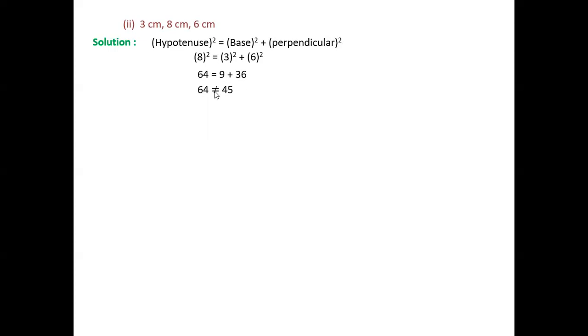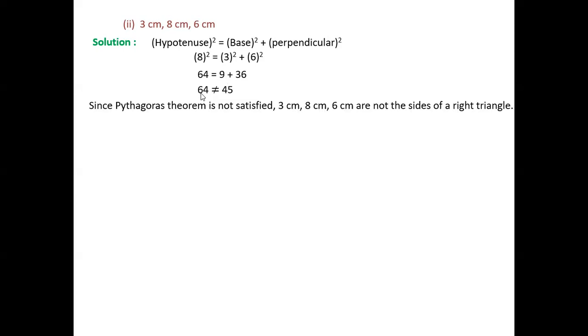3, 8, 6. 8 is the longest, so hypotenuse square is equal to base square plus perpendicular square. So longest side is 8, so this should be the hypotenuse. So take it, 8 square is equal to 3 square plus 6 square. 64 is equal to 3 square is 9, 6 square is exactly 36. Add these two, you are getting 45, which is not equal to 64. So since Pythagoras theorem is not satisfied, 3, 8 and 6 are not the sides of a right triangle.